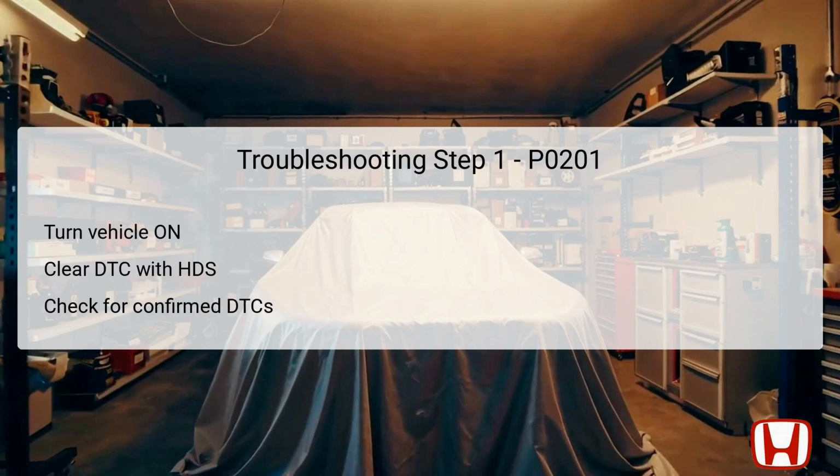The first troubleshooting step for addressing DTC P0201 is to turn the vehicle's ignition to the on mode and clear existing diagnostic trouble codes, DTCs, using the Honda Diagnostic System, HDS. This step is crucial as clearing the DTCs allows you to reset any stored data and reassess the situation.